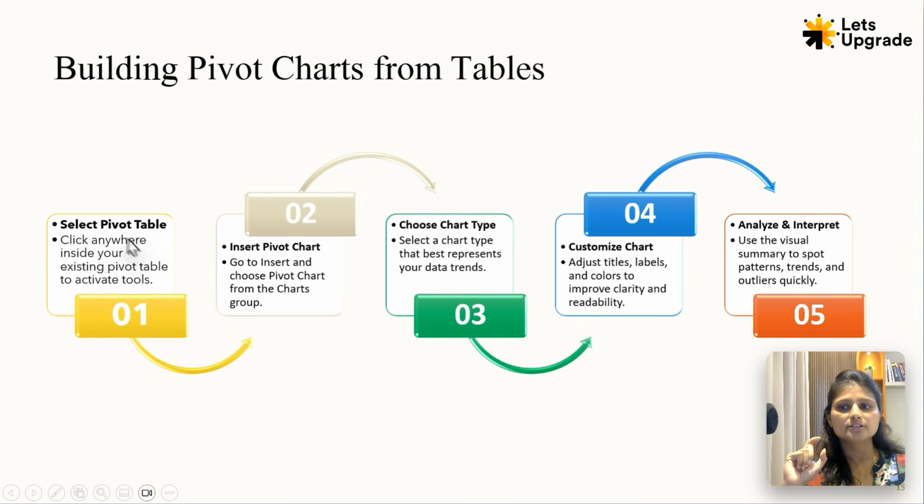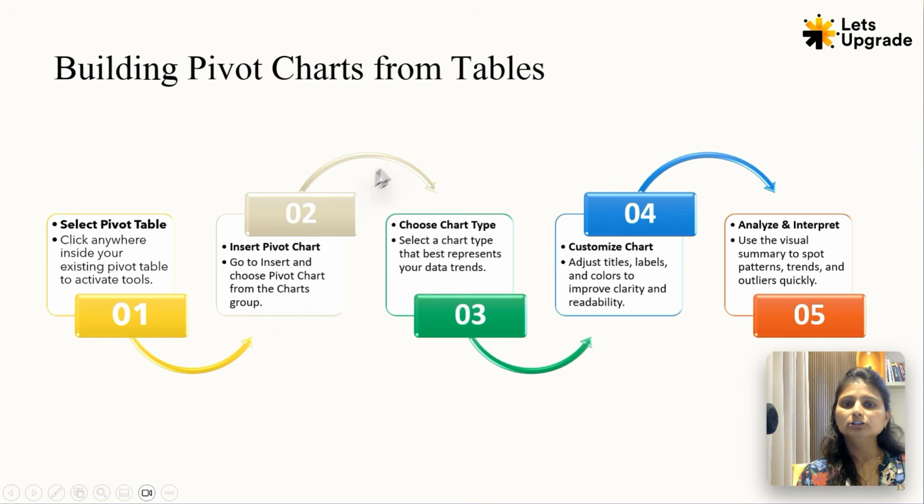I'll always say that your step number one is to select the pivot table. That means you will be anywhere within the pivot table, and then only you can see the option of pivot charts. You can choose pivot charts with respect to the table, so it will create a graph for that relevant info for you. So your step number one will be to click somewhere inside the pivot. Step number two, say that you want to insert a pivot chart from the chart group.